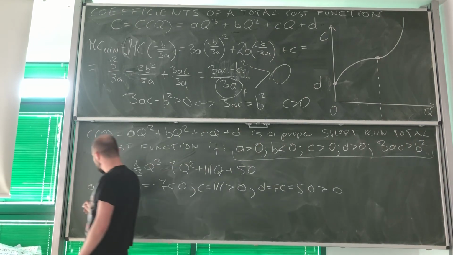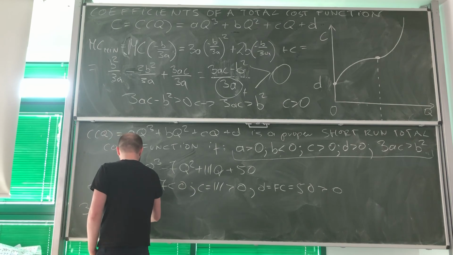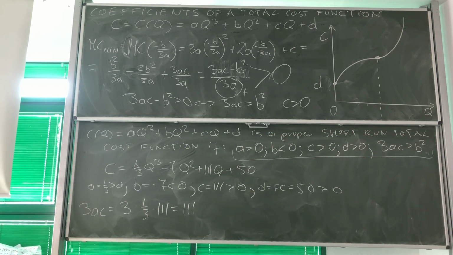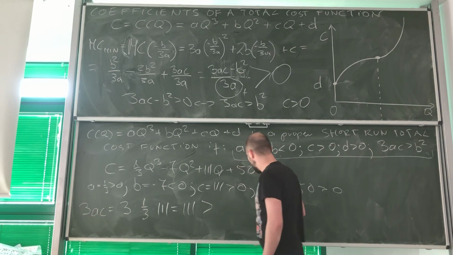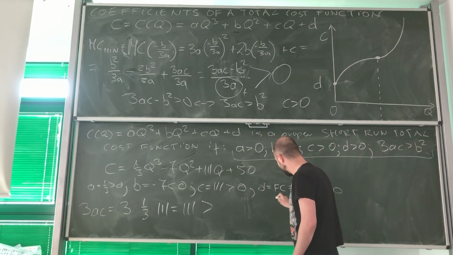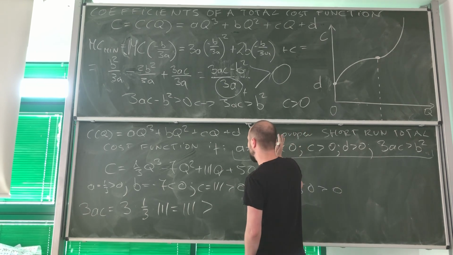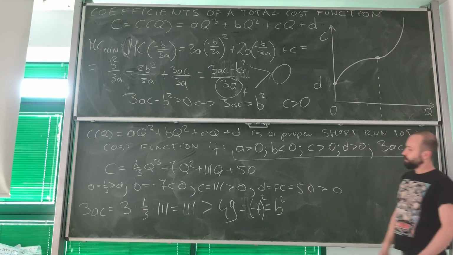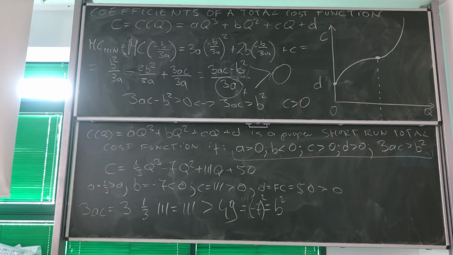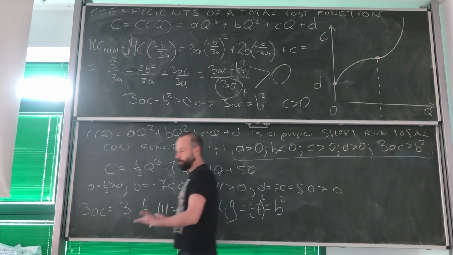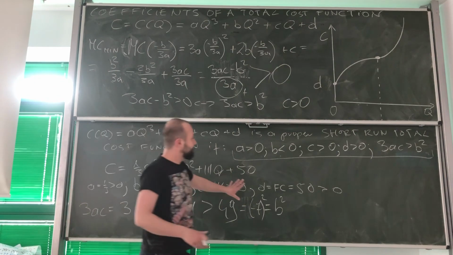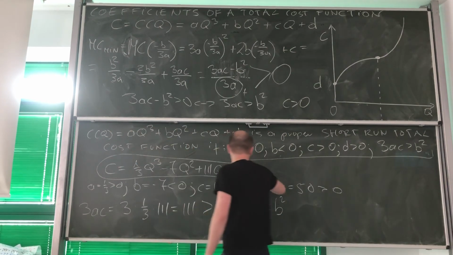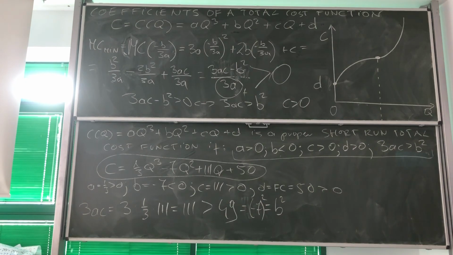So now, what is 3AC? 3AC is 3 times 1 over 3 times 111, which is 111. We need to make sure that this is bigger than B squared. Now, B squared is simply negative 7 squared. So this is 49. And we see that it is actually smaller than 111. So, makes perfect sense. This actually is showing us that this cubic function is a proper short-run cost function.